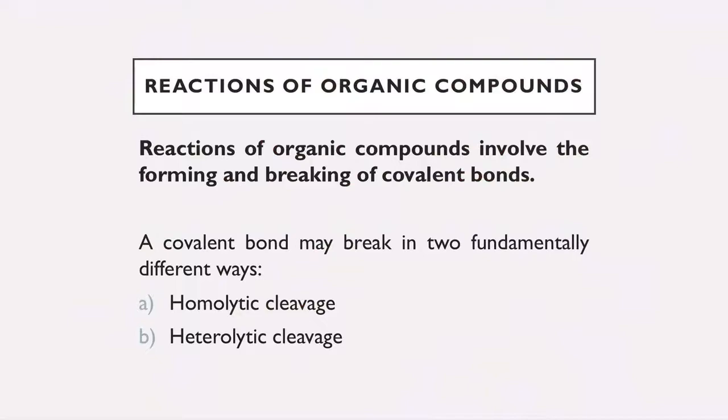Alright, reactions of organic compounds. So in organic chemistry, of course, you will have reactions. So these reactions will happen when you form and break your covalent bonds. Okay, so that is how reactions happen. So there are 2 ways for you to break your covalent bond. First, you have homolytic cleavage, and then second you have heterolytic cleavage. Earlier I said cleave is to cut, right? Okay, you're going to cleave your bond.